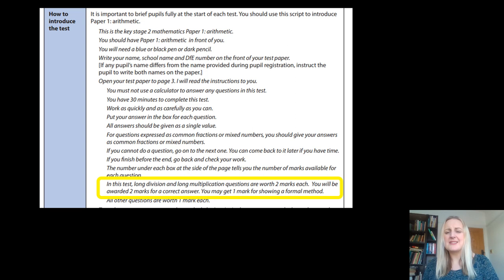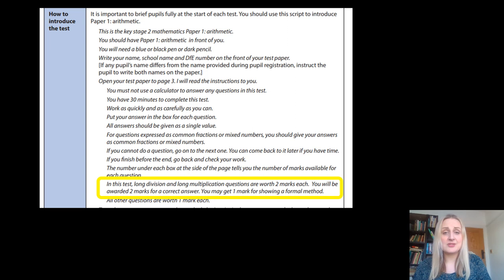And one of the changes, which was controversial at the time, and there was a lot of debate at the time about whether it was acceptable and a reasonable and a good idea, was this idea, for long multiplication and long division, of limiting the marks that a child can get for their method, depending on the method they used.